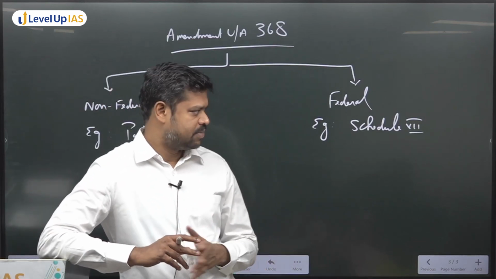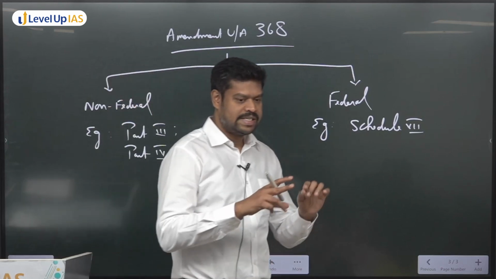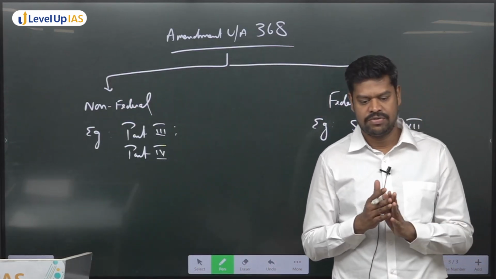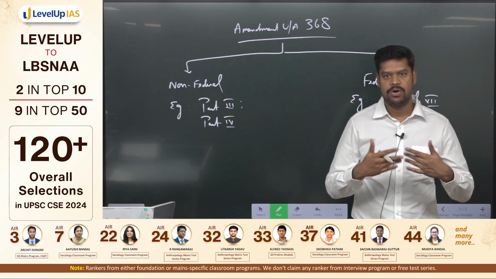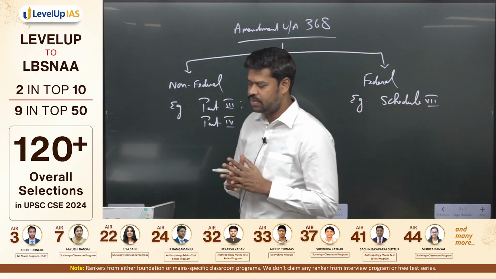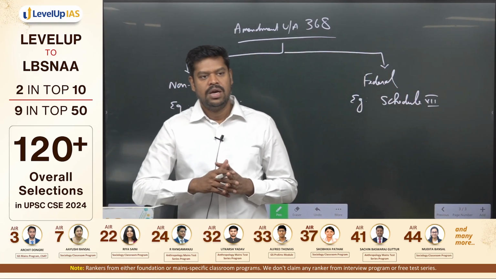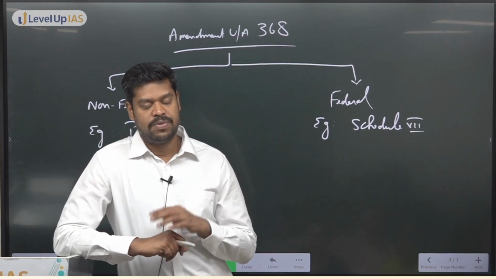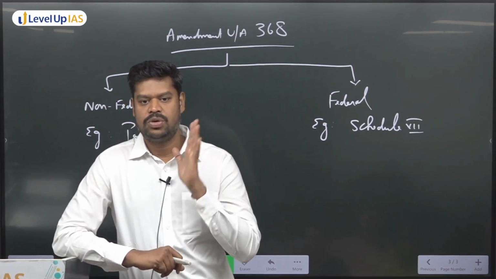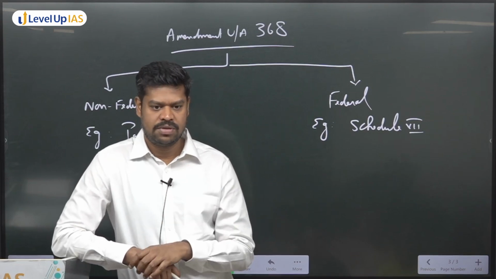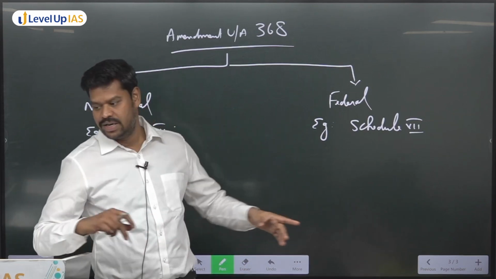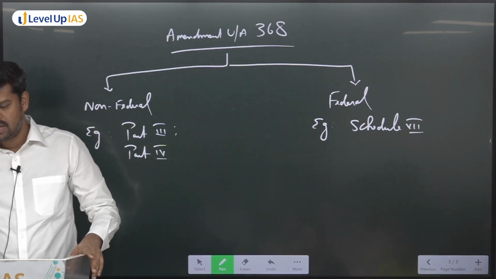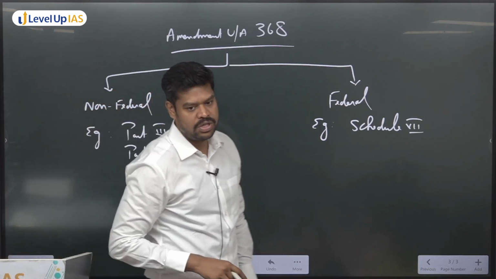There are a number of other examples. At least two examples I have given: one is Schedule 7 of the Constitution, the other is election of the president. There are many more examples, but I don't want to give them right now; later we'll be able to comprehend all those things. So this is basically what is called amendment to the federal and non-federal provisions. Before I enter into special majority, this should be very clear in your mind. Are you clear about this? All right. So now let us try to understand the special majority.